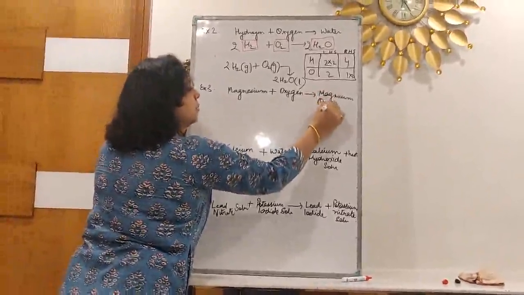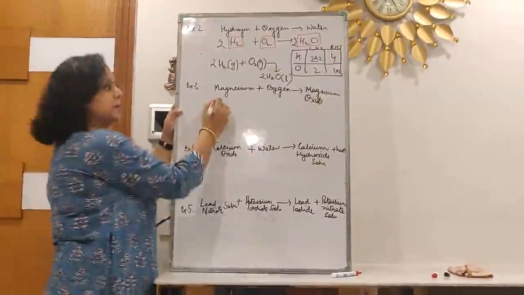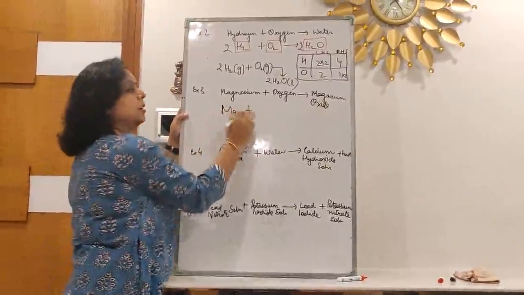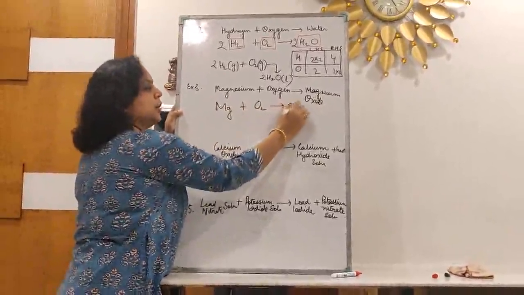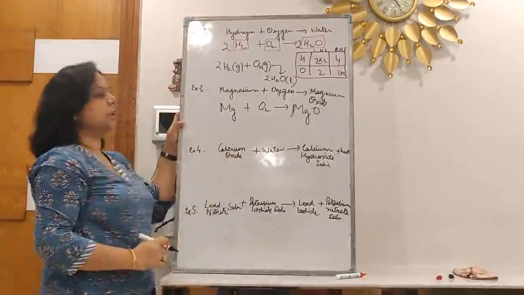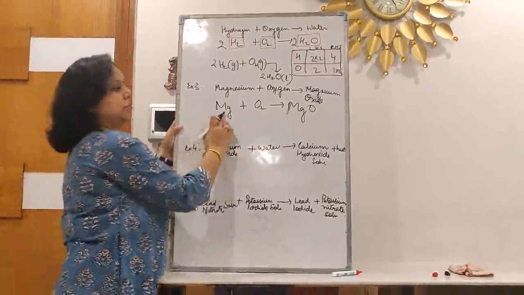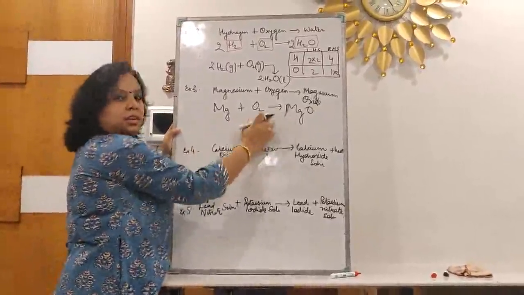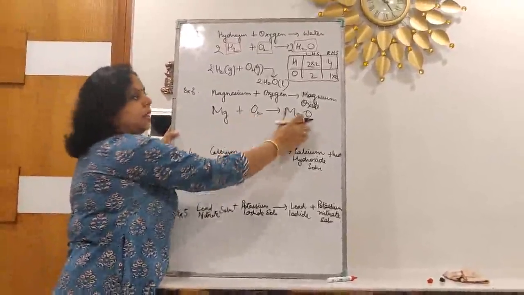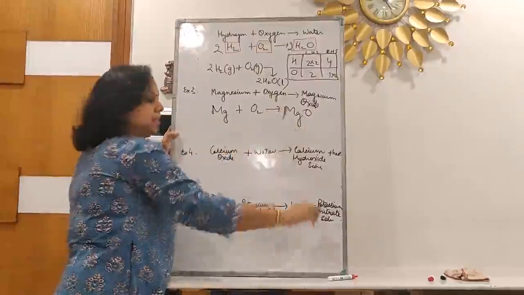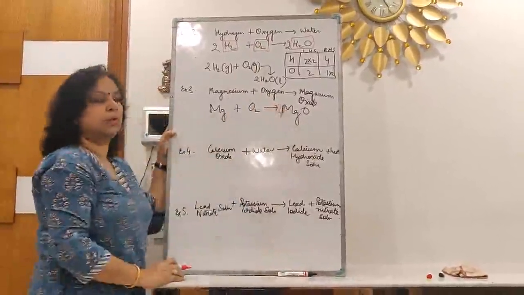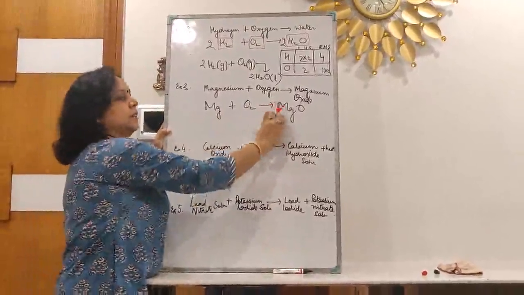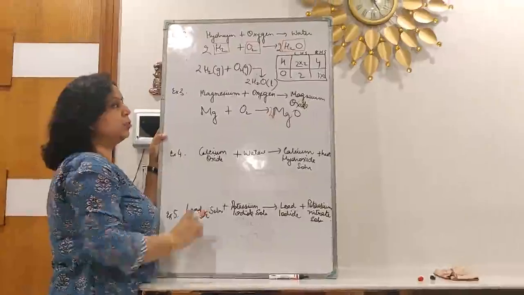The classic example of burning of magnesium ribbon, Mg plus O2 forms MgO. Now if you see, Mg is just 1, oxygen is 2 over here, 1 over here, so I need to make this 2. When I make this 2, now this time I am not putting the boxes. What happens? Magnesium also becomes 2.